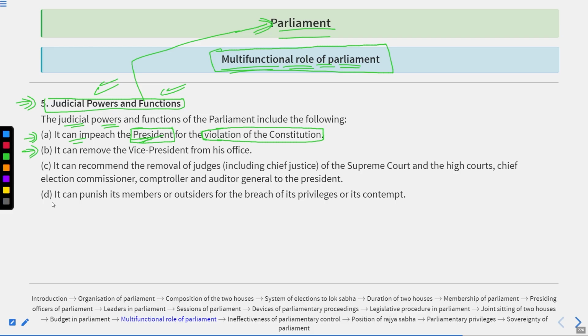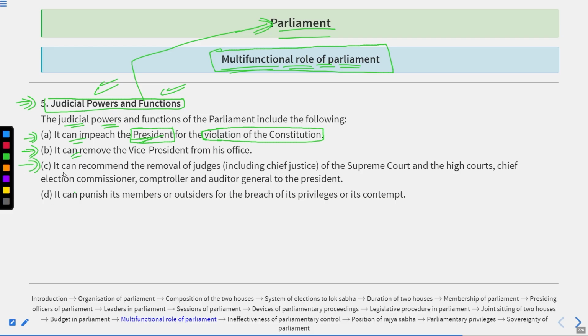Thereafter, second, Parliament could also remove the vice president from his office. The vice president, who is also by default the chairperson of the Rajya Sabha, could be removed from office by following the process of impeachment.